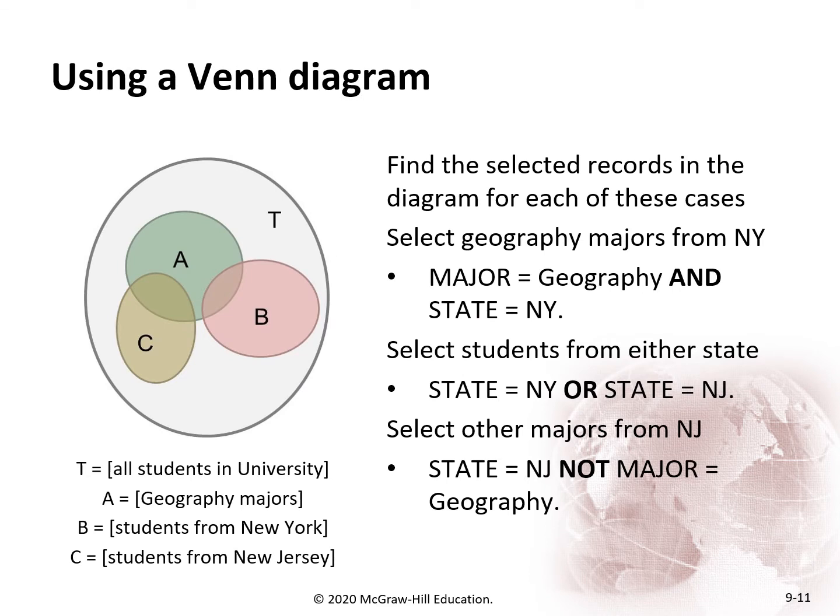So you can use this as a means of looking for things like major equals geography and state equals New York, in which case you would find the students that are in part A, geography, and New York State, which I believe was B. So the common space to A and B. That is, geography majors from New York at the university. That's how it works.